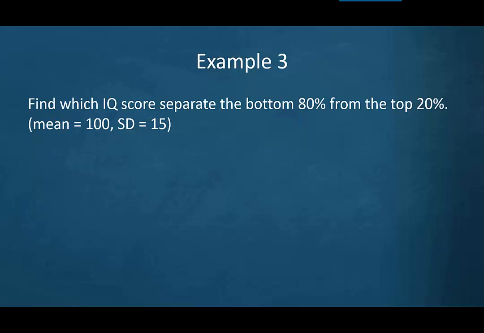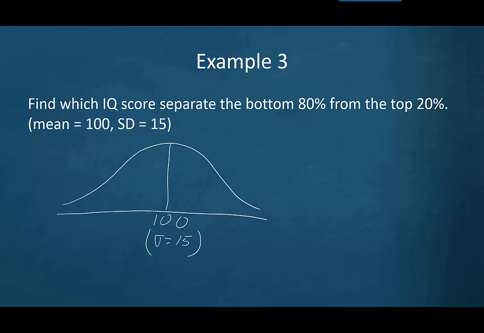Okay, example 3. Find which IQ scores separate the bottom 80% from the top 20%. If you recall, this is from example 1: the mean is 100, standard deviation is 15. So let's draw this out. We want the top 20%, so somewhere over here, where this here is 0.2 and this here is 0.8. So this is separating this. We want to know what is that value right there.